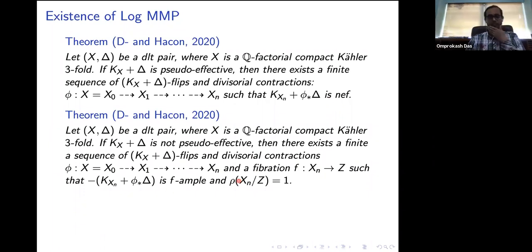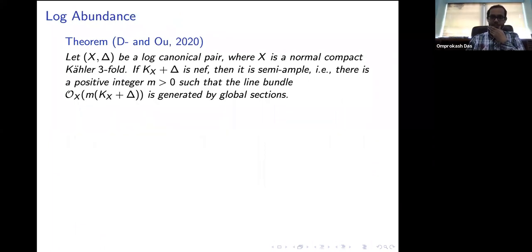And also you have the log abundance. This work is with Wenhao Ou; this is not with Christopher. It's a separate paper. Take a log canonical pair (X, Δ), where X is a normal compact Kähler threefold. If K_X + Δ is nef, then it is semi-ample. So these are basically the results that we did. Now I'll go to the preliminaries.